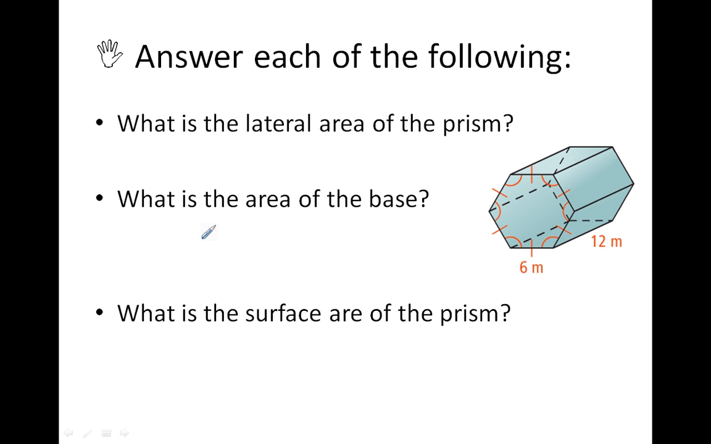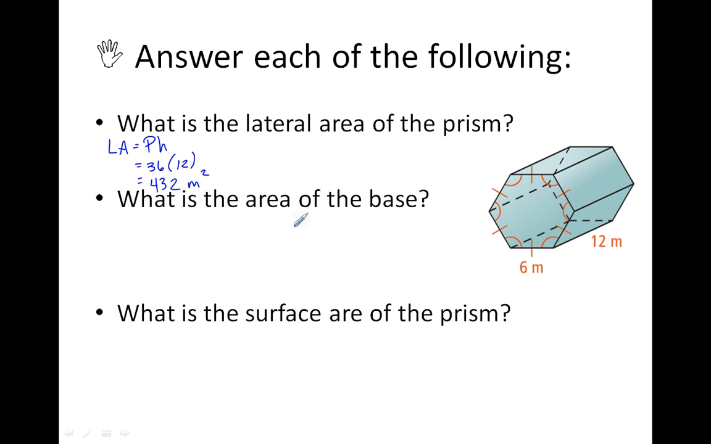Again, we're going to need to find lateral area, area of the base, and then the surface area. So lateral area, remember, is the perimeter of the base times the height of the figure. Well, the perimeter of this base, it tells us that all the sides are the same, so there's 6 of them, so I have 6 times 6, which is 36, times my height, which is 12. Okay, so we get 36 times 12. We have, in our calculator, 432. Our unit is meters, so we have meters squared.